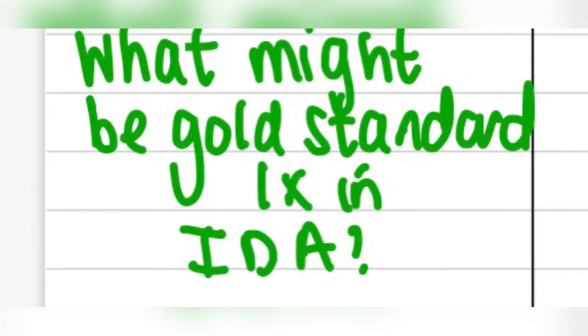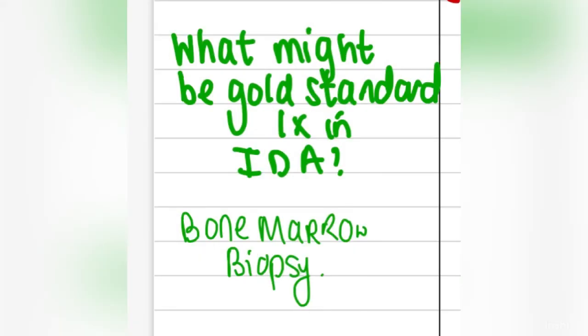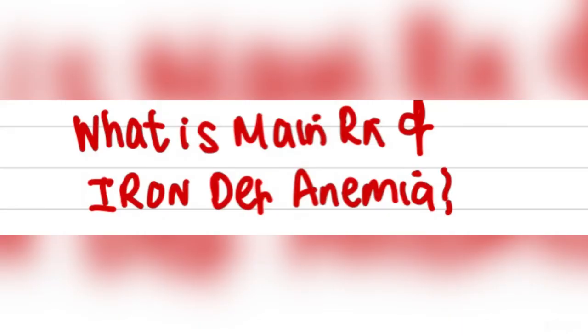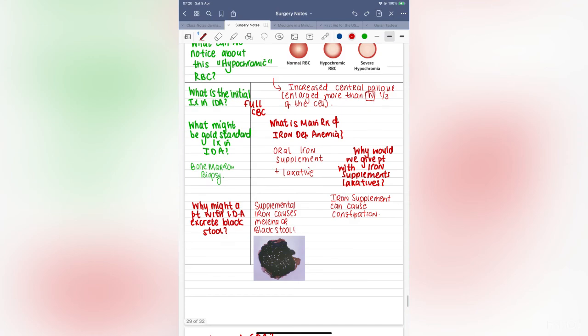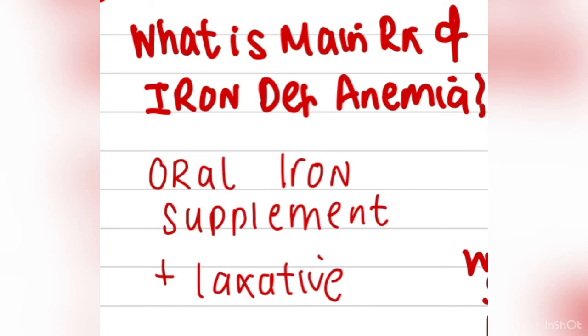What might be the gold standard investigation in iron deficiency anemia? It would be a bone marrow biopsy, though that is not practical and it's not often done. What is the main treatment of iron deficiency anemia? Well, what's the problem? Lack of iron. What are you going to treat it with? Give it iron. So we're going to give them iron.